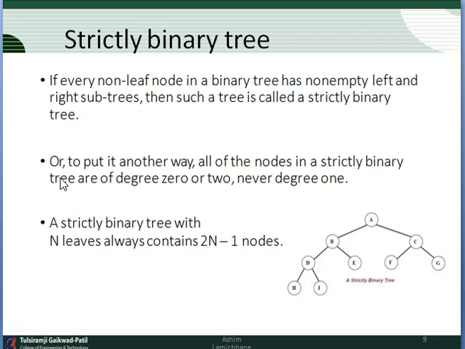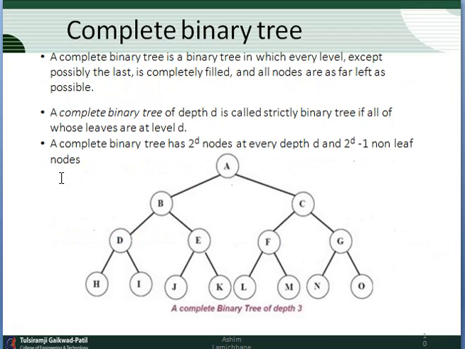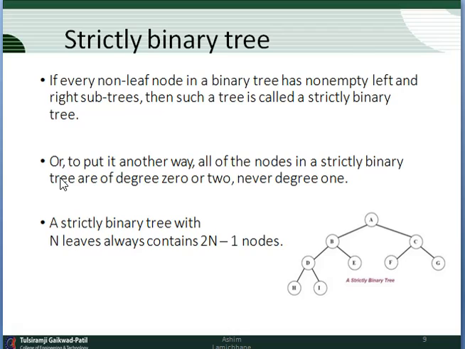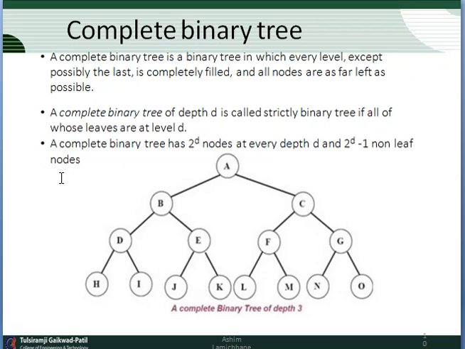A binary tree where the degree of a node is 0 or 2 is called a strictly binary tree also. A strictly binary tree with n leaves always contains 2n minus 1 nodes. Accordingly, the strictly binary tree can be defined. Next is the complete binary tree.